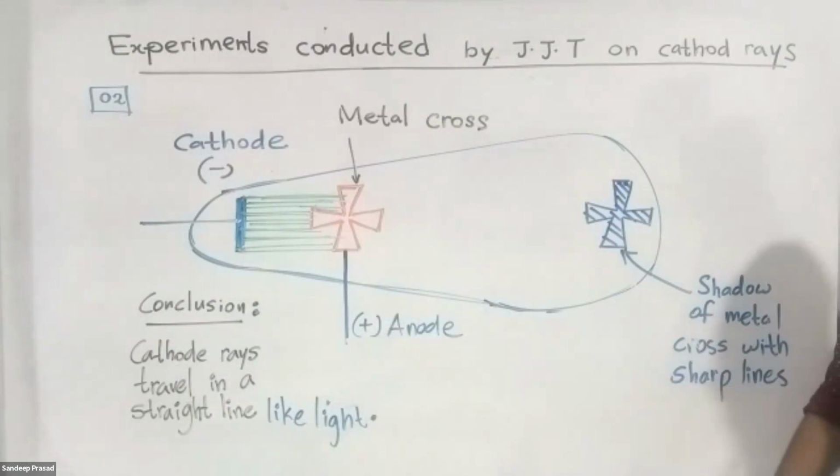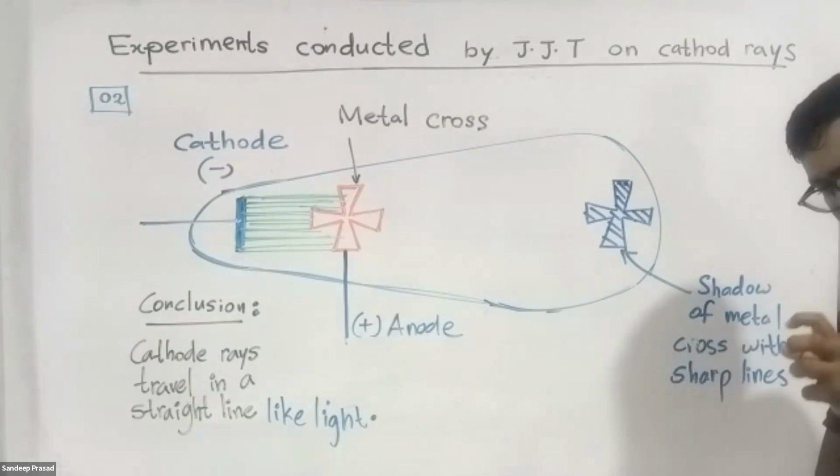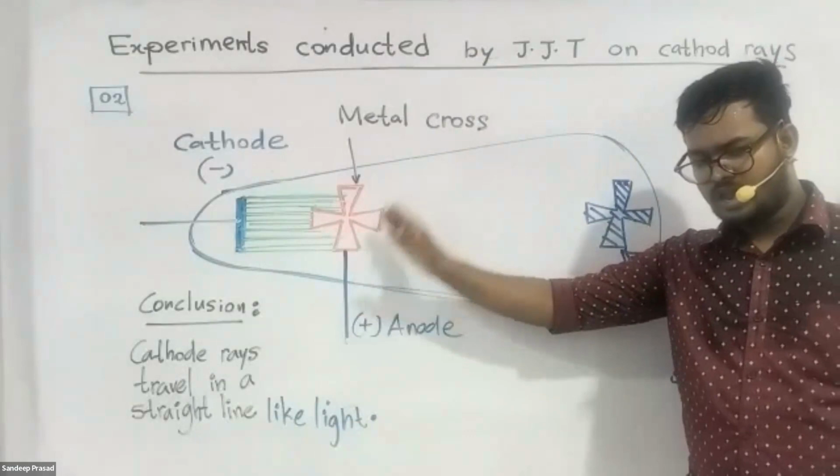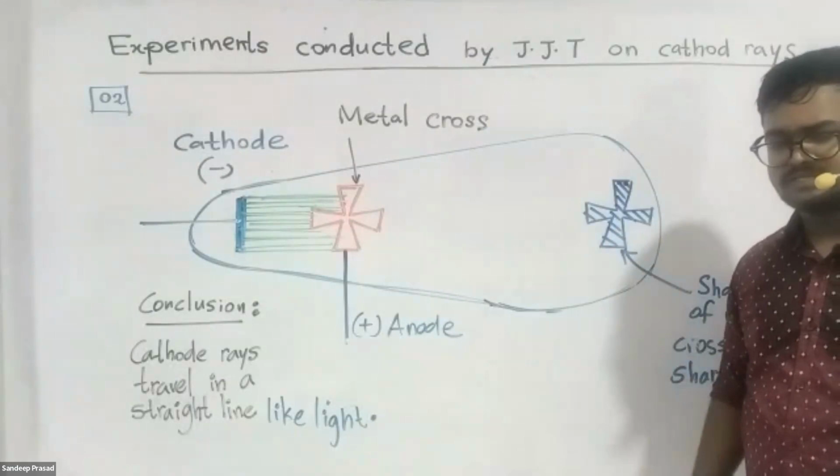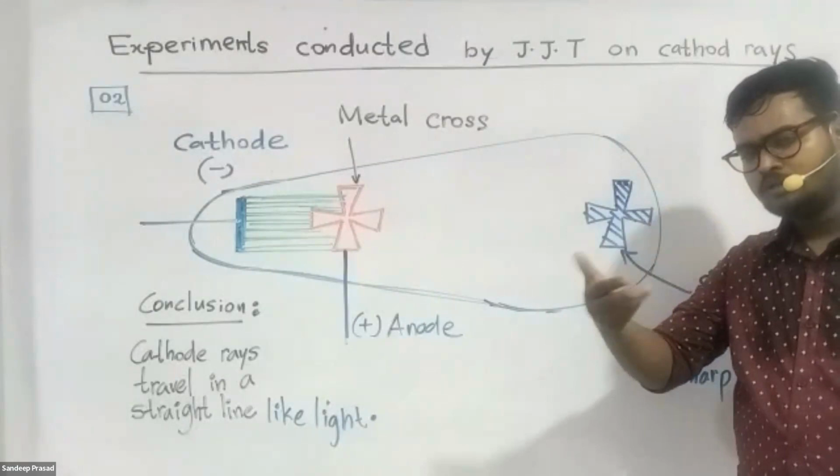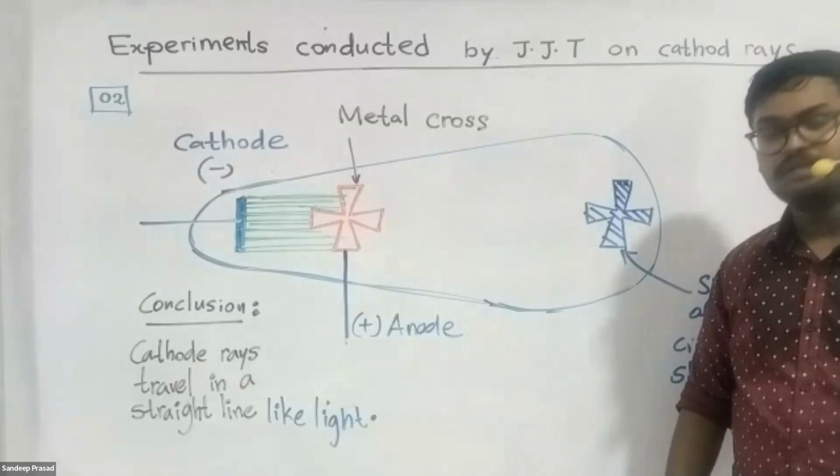Try to understand. This is very important now. He has kept a metal cross, and from the opposite direction of the glass tube, you can see the exact image, same size, exact shadow. That means they travel in a straight line, like light. So that was the conclusion of the second experiment conducted by JJT.